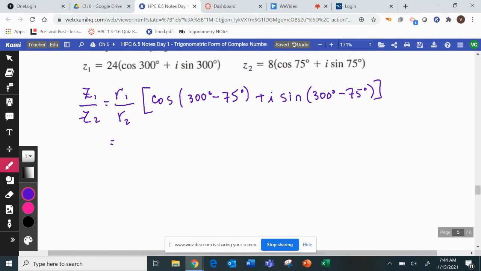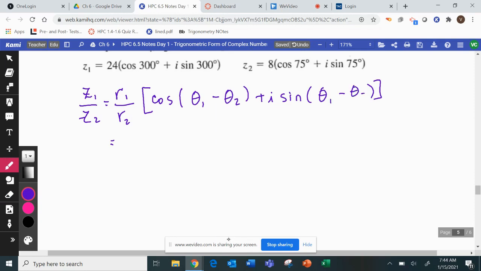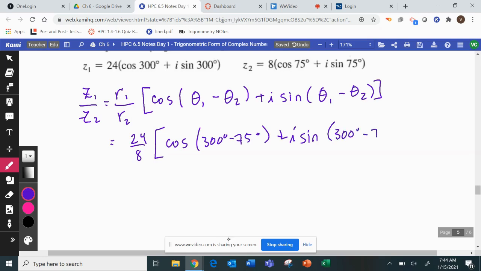All right, so I was trying to write the formula and then I just got carried away. This was supposed to be theta 1 minus theta 2. Now I'm going to plug it in. So I'll do 24 over 8 cosine 300 minus 75 plus I sine 300 minus 75.